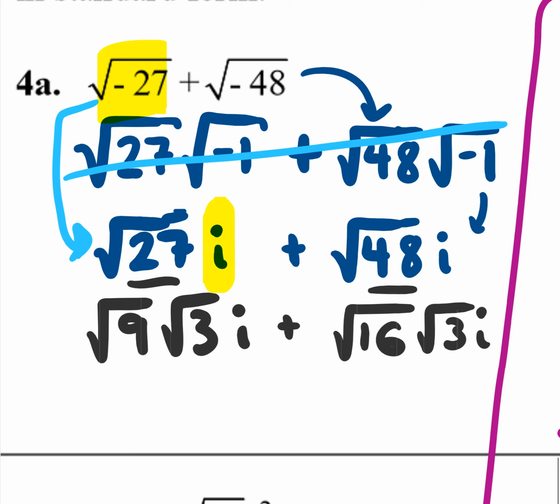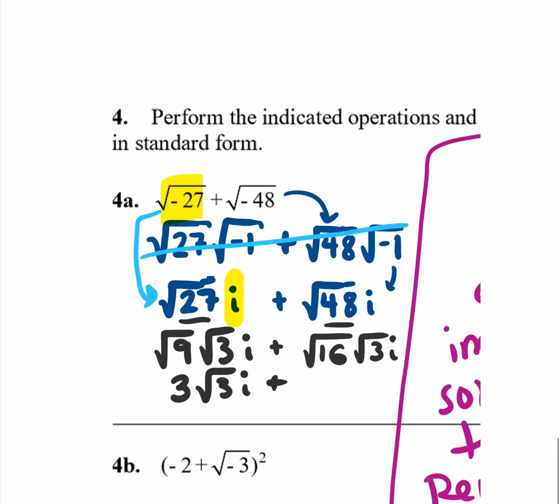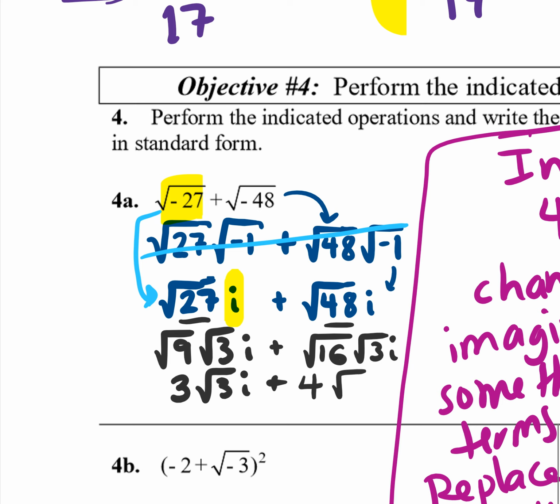And 16 has a square root. Let's see, the square root of 9 is 3. So I'll write 3 root 3i plus, let's see, the square root of 16 is 4. So I'll write 4 times the square root of 3i. All right, and now they are actually like terms. It looks really complicated, but you can think of this root 3i as your variable. Those are the same thing.